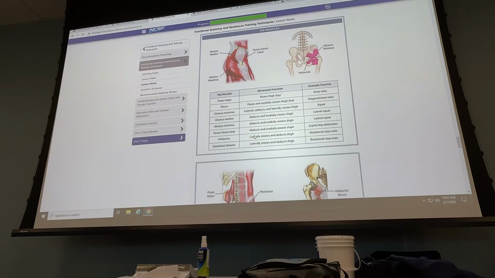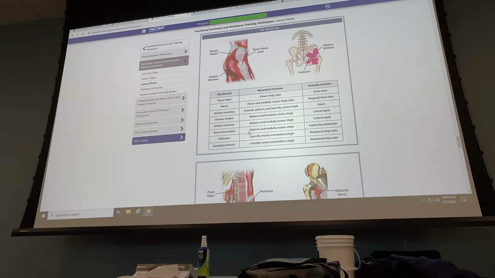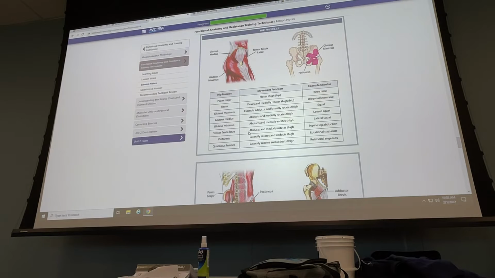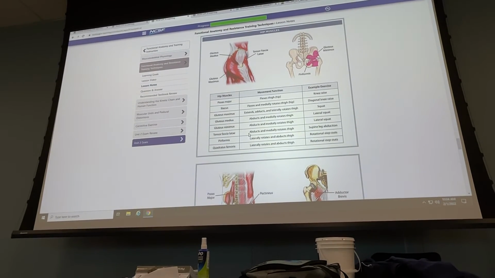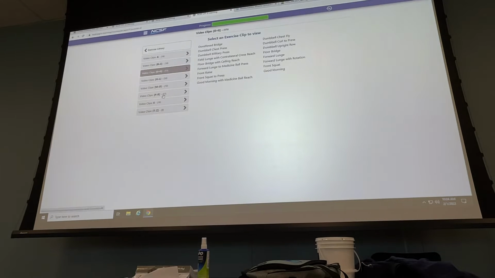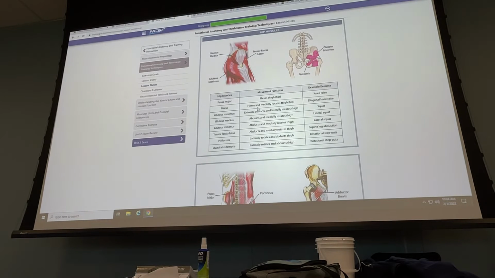Piriformis laterally rotates and abducts the thigh. So abduct and externally rotate. So this would be a piriformis stretch here. Rotational step out. So using rotation while you're stepping out. So that might be something like step back like that, and then coming back. Okay. Let's see if they have a rotational step out. They got everything else but what they talk about on the thing.